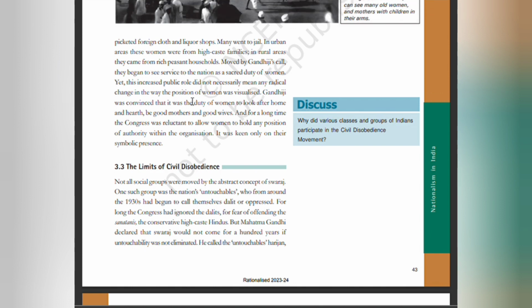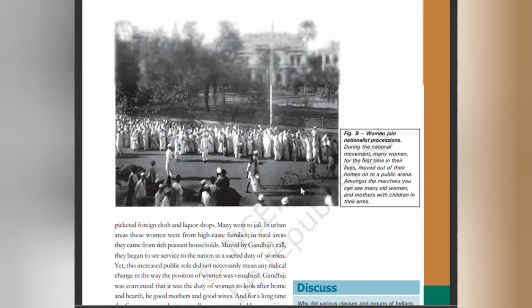Yet the increased public role did not necessarily mean any radical change in the way the position of women was visualized. Gandhiji was convinced that it was the duty of women to look after home and hearth, be good mothers and good wives. And for a long time, the Congress was reluctant to allow women to hold any position of authority within the organization. It was keen only on their symbolic presence.